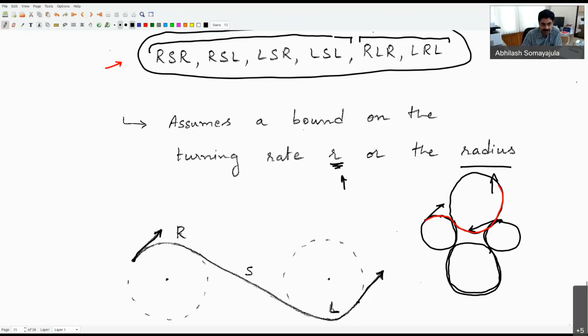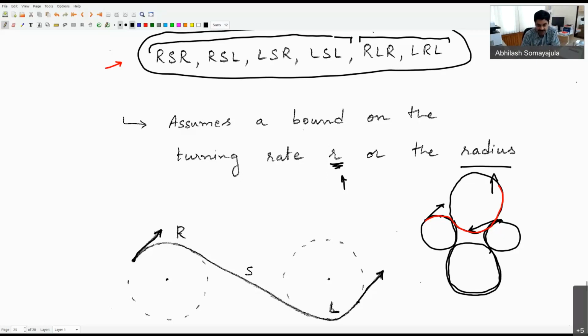So the point being is that whenever we are using Dubin's path, these are the 6 possibilities. Your optimal path which connects these 2 waypoints will be one of these 6. That is what Dubin's path basically tells you. It doesn't say that all 6 will necessarily exist. Some of them may not exist for a given configuration.